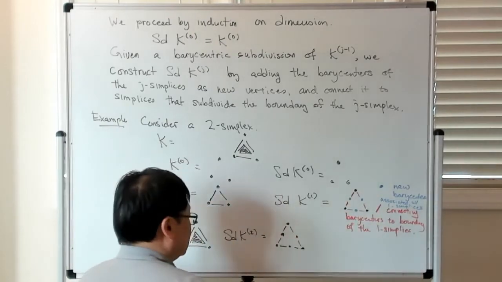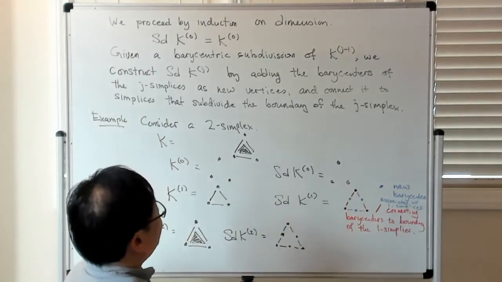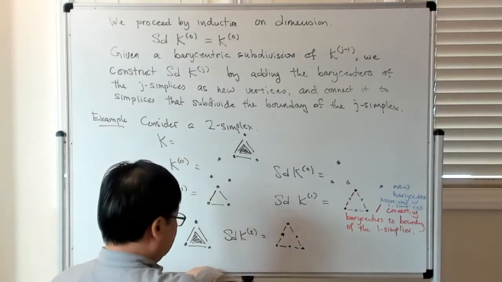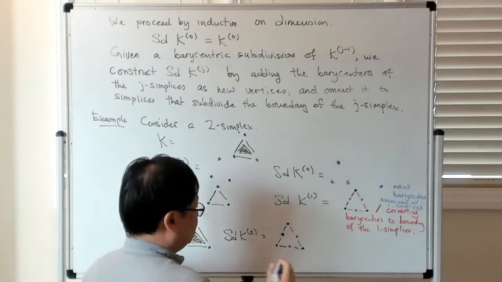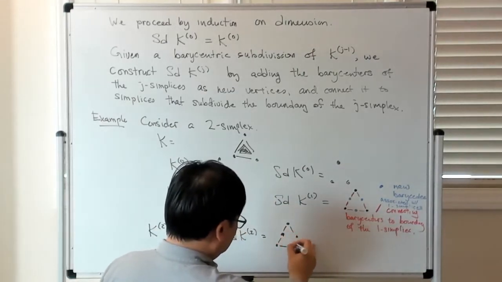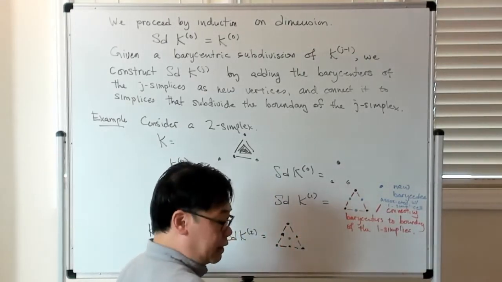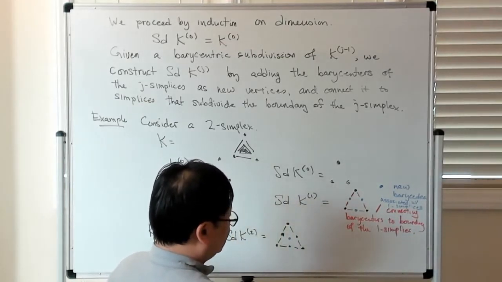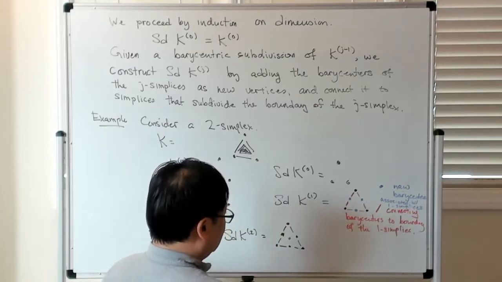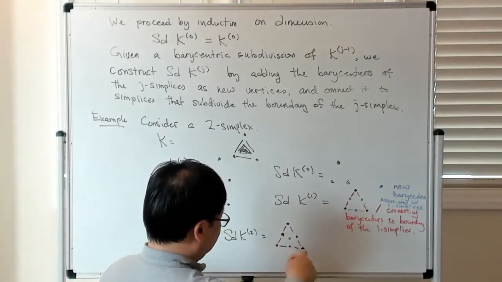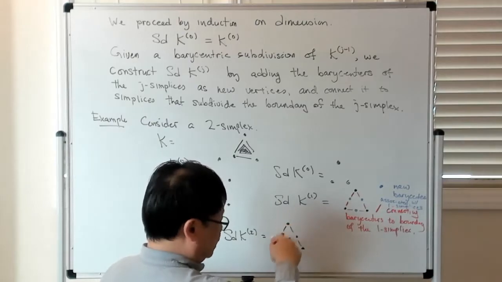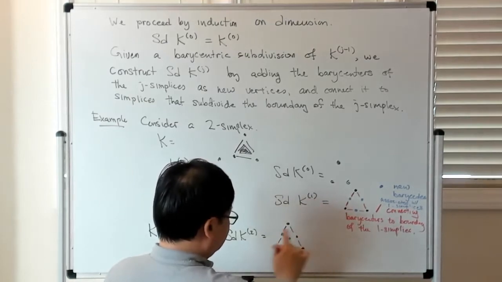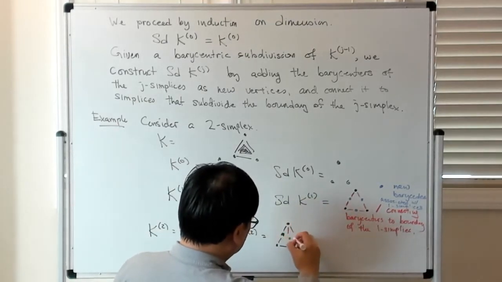All right, so now first I have to add the barycenter of a 2 simplex. My convention is blue for that. So there's a 2 simplex here, and the barycenter is say there. And the next thing I want to do is connect the barycenter to the vertices on the boundary of the 2 simplex. So there are 1, 2, 3, 4, 5, 6 of these. So I will add these.